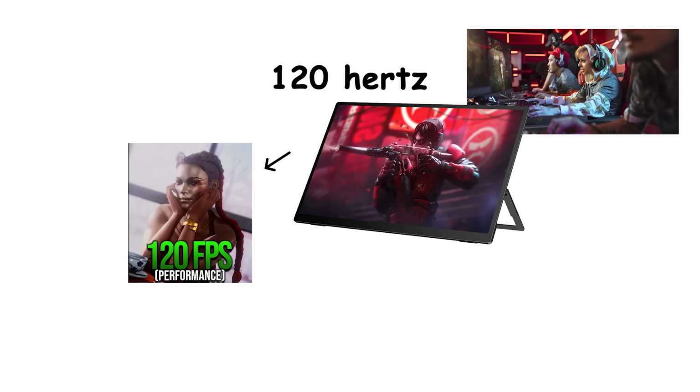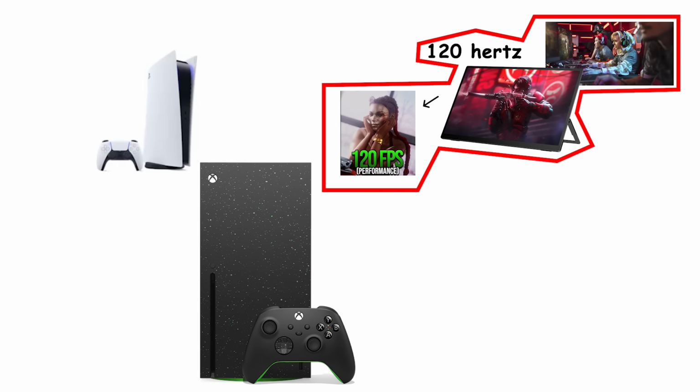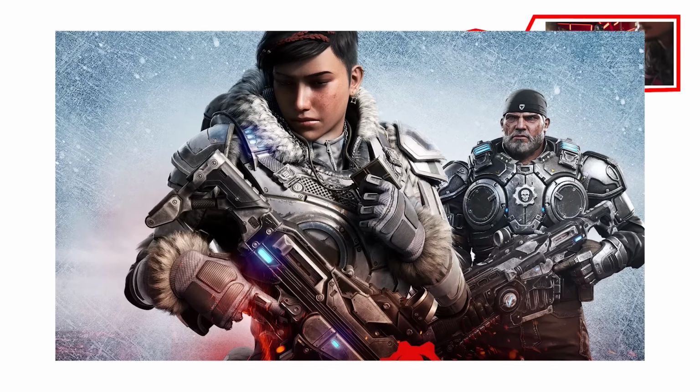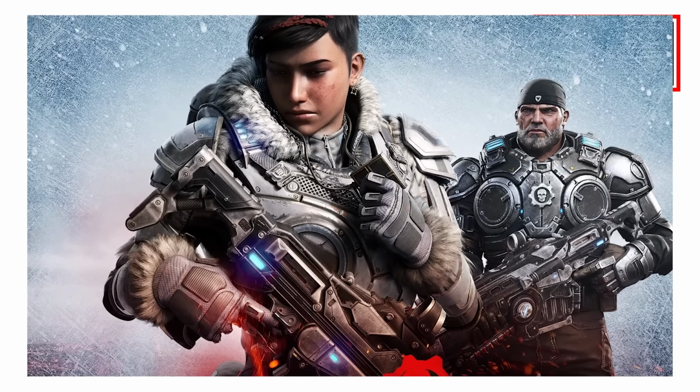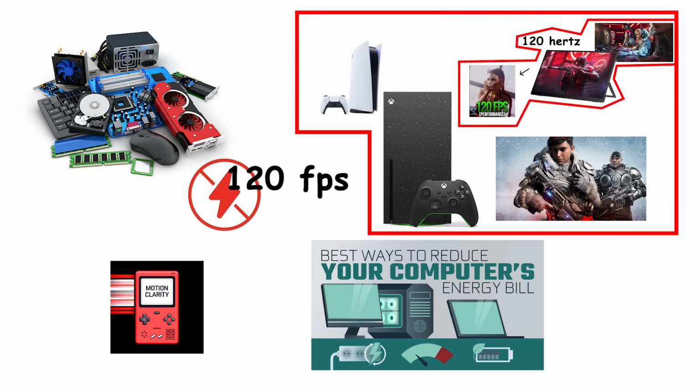In gaming, 120 Hz aligns nicely with modern frame rate targets. Consoles like PlayStation 5 and Xbox Series X output up to 120 frames per second in supported titles. PC hardware can often maintain triple-digit frame rates without extreme power draw, so you get the motion clarity benefits without punishing your GPU or your electric bill.